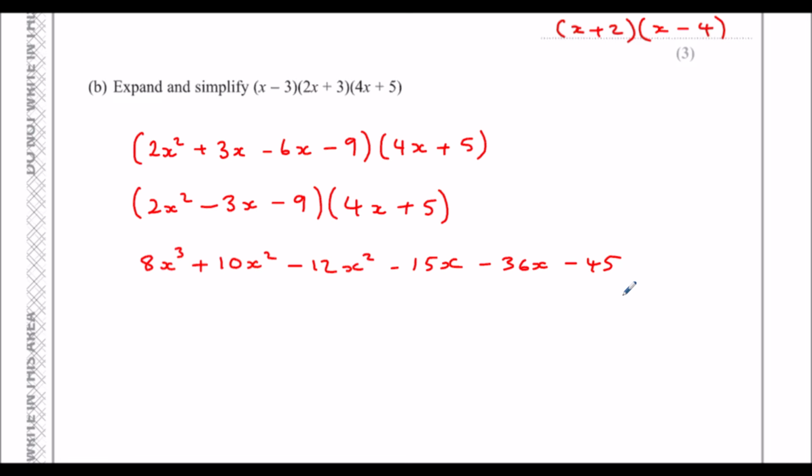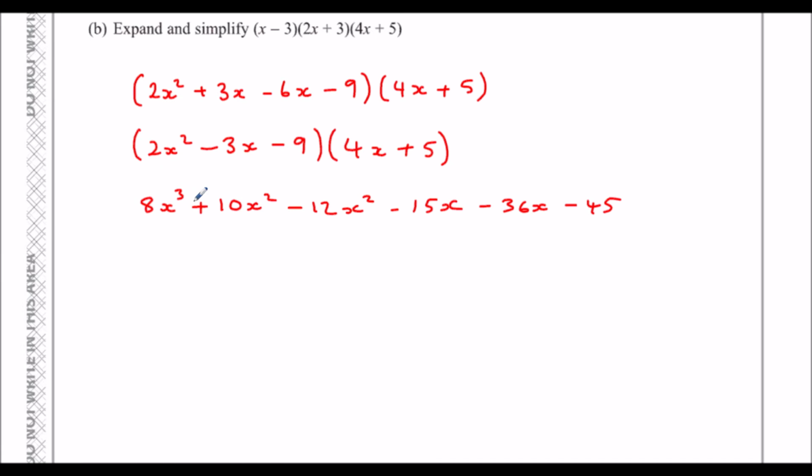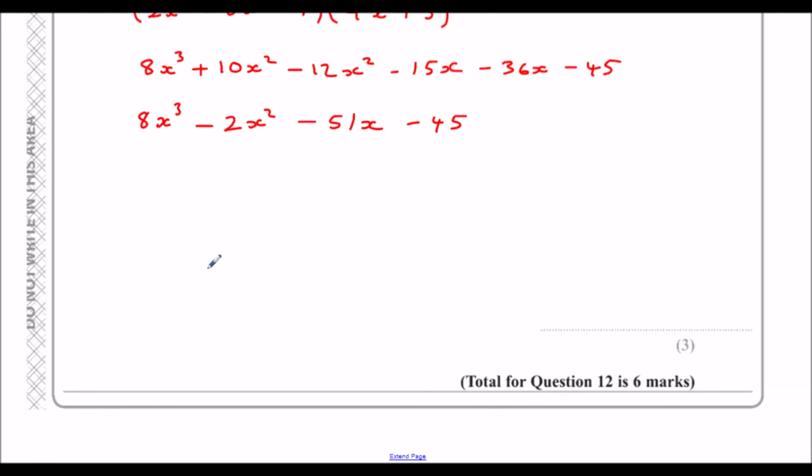Now we just need to collect like terms and we are done. We've only got one x cubed term, 8x cubed. For x squared, we've got 10 take away 12, which is negative 2. For the x's, we've got negative 15 take away 36, which is negative 51. And we've only got one number, negative 45. So there's our answer: 8x cubed minus 2x squared minus 51x minus 45.